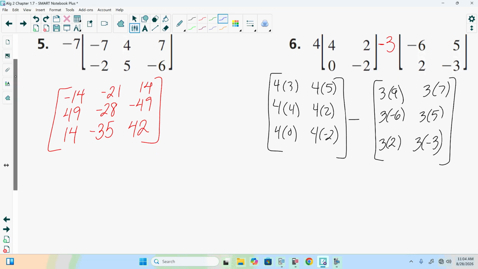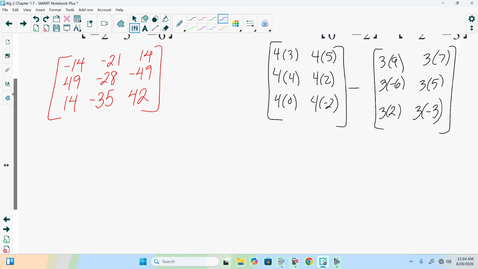Roll that back. So now we just need to do our scalar multiplication. 4 times 3 is 12. 4 times 5 is 20. 4 times 4 is 16. 4 times 2 is 8. 4 times 0 is 0. 4 times negative 2 is negative 8.